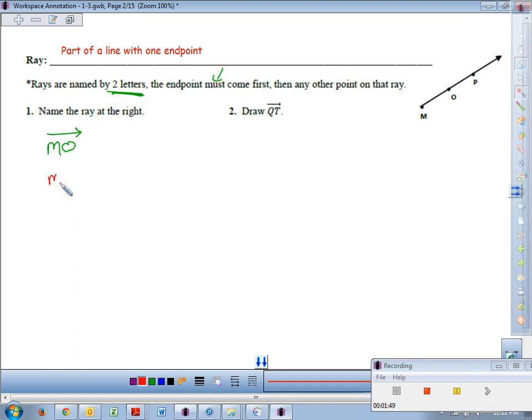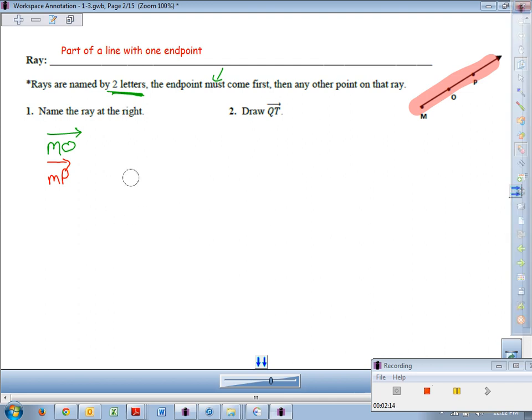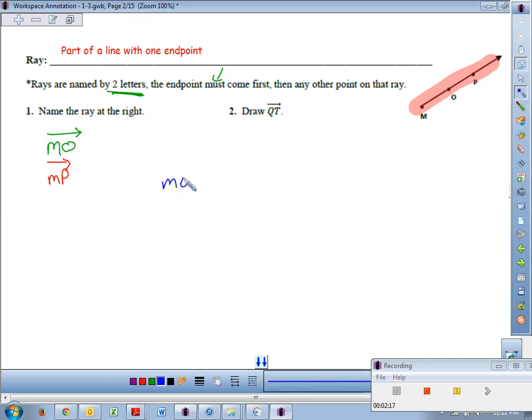Not MP. Got to say it right. Ray MP. Does that sound okay? Those are the only two options. Let's talk about why some of these don't work. Why not ray OP to describe that red ray? O is not the endpoint, correct? So it can't do that. Why not ray MOP? Why not that? It can only be two letters.